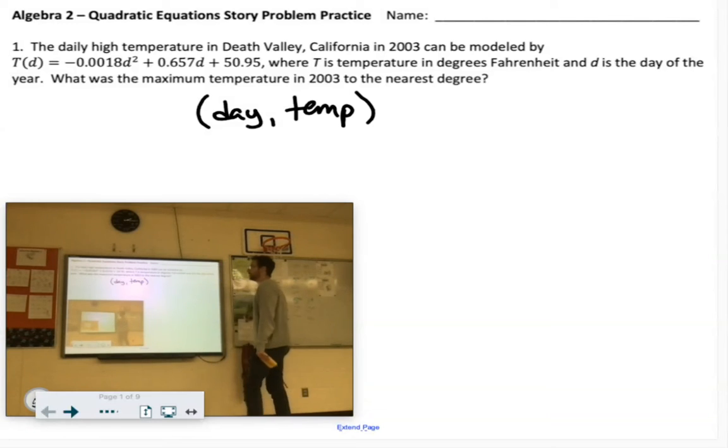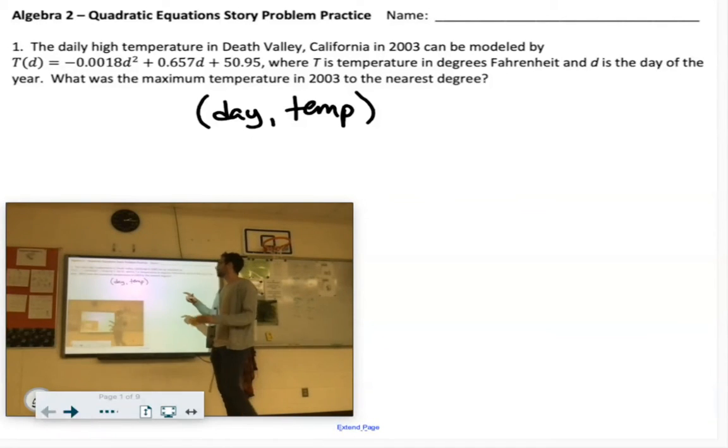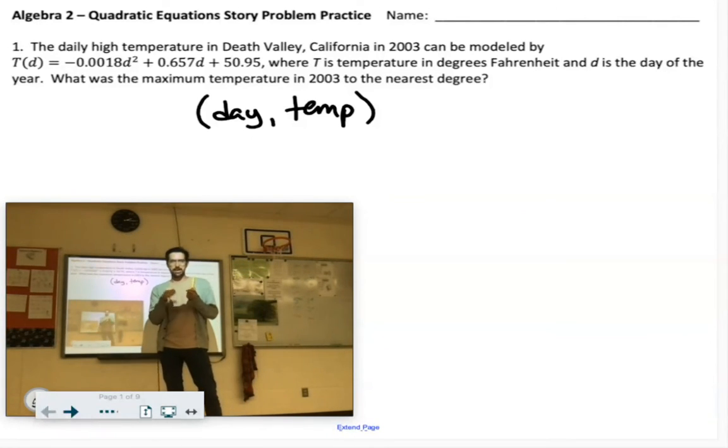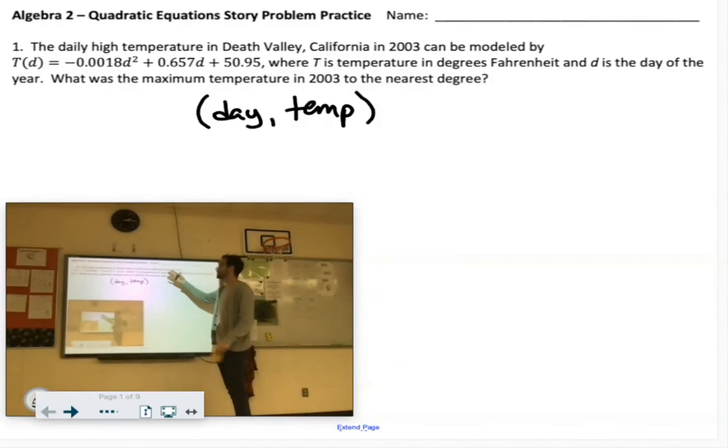What is the maximum temperature to the nearest degree? Most of these questions, we're looking for the maximum or the minimum, which happens at the vertex. So this is in standard form. Remember, when we're finding the vertex in standard form, we start with the axis of symmetry formula.